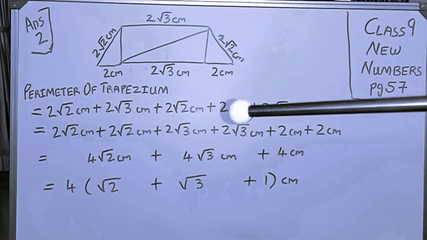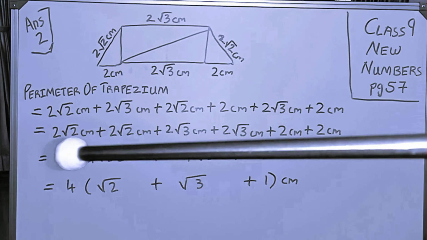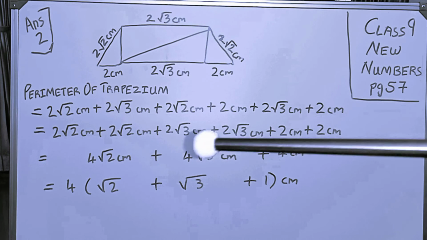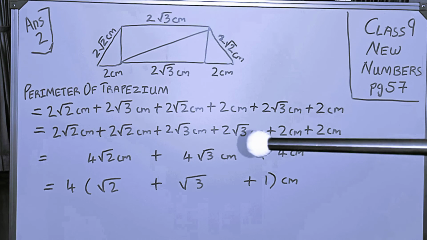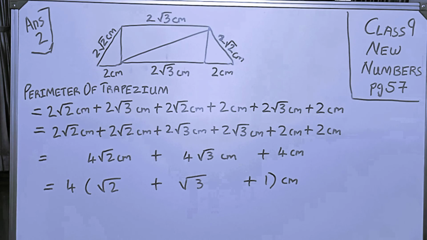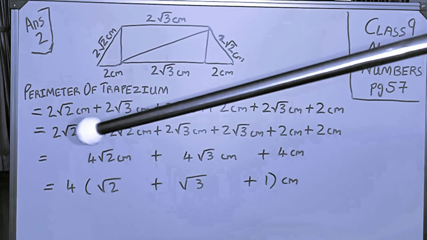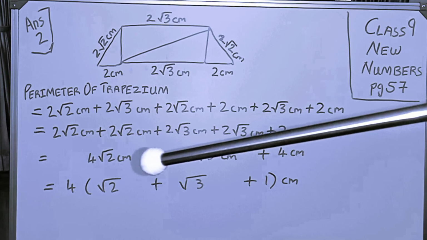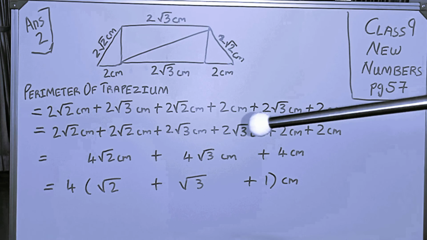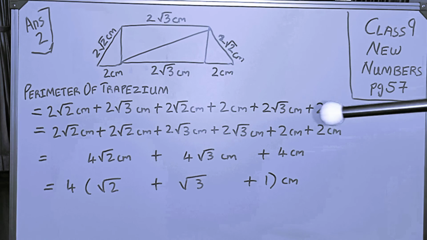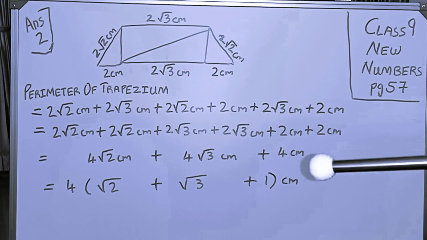Now we have to arrange all the terms together. 2 root 2 plus 2 root 2 centimeter. Then 2 root 3 plus 2 root 3 centimeter, plus 2 centimeter plus 2 centimeter. So 2 root 2 and 2 root 2, if we add, we get 4 root 2 centimeter. And 2 root 3 and 2 root 3, once we add, we get 4 root 3 centimeter. And 2 centimeter and 2 centimeter, if we add, we get 4 centimeter.